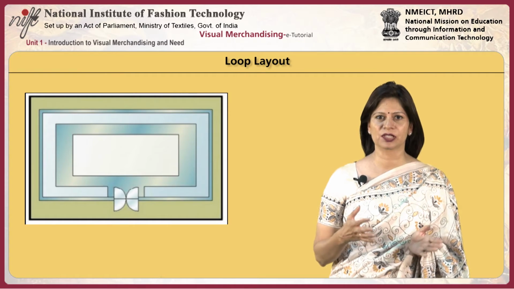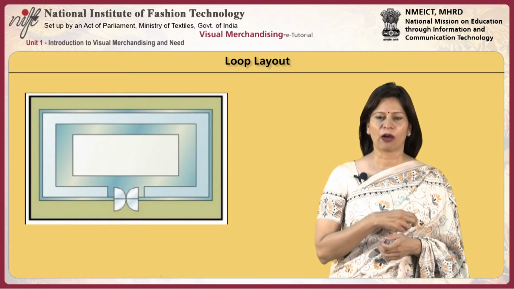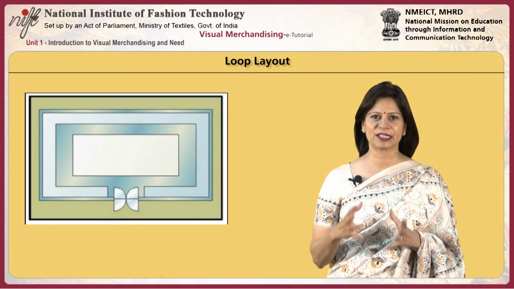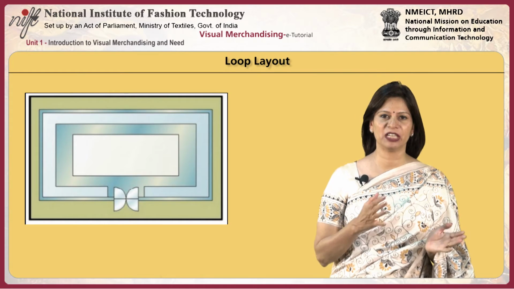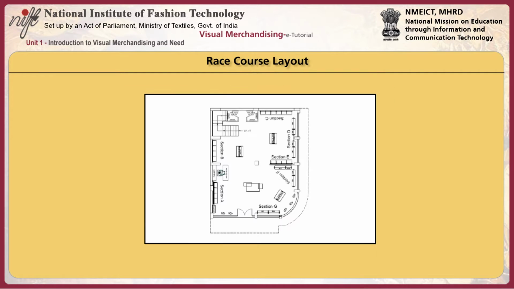Next and the last one is the loop layout. It is mostly arranged on the edges of the wall and the center is kept vacant or has minimal display units. It is also called the racecourse layout. This floor plan is adopted by Peter England stores. As you can see in the image, here departments are on the right and the left to encourage circular movement of a customer. This is mostly seen in discount or department stores.